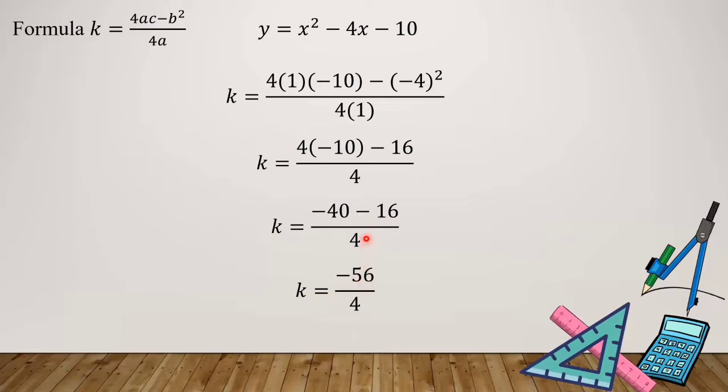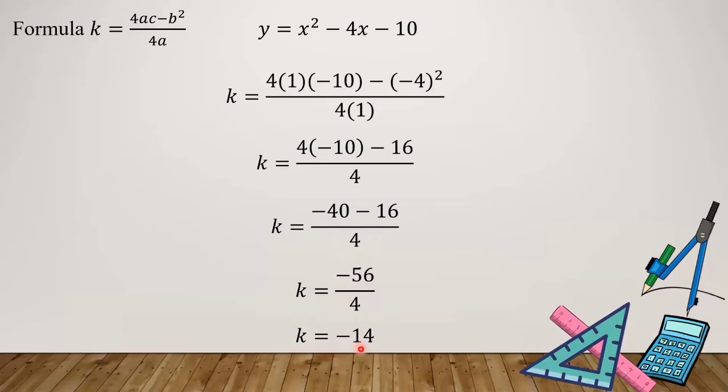Then, divided by 4. So, negative 56 divided by 4 is equal to negative 14. So, k is equal to negative 14.